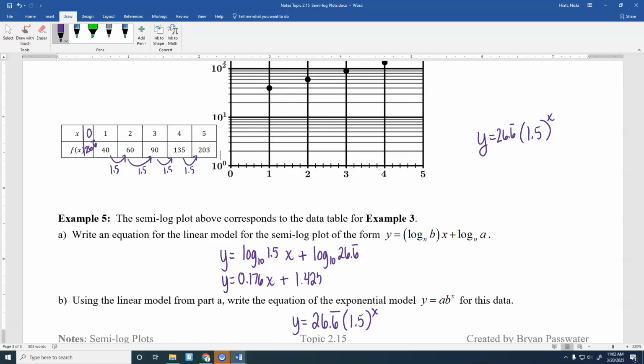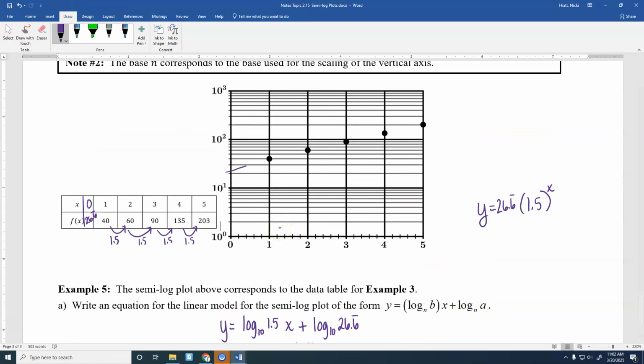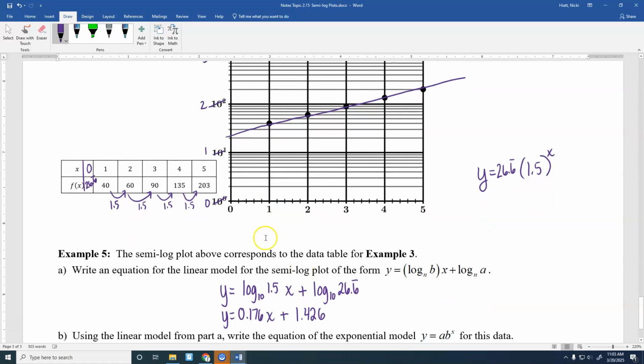I get 1.4256. Let's do 1.426. So I'm just typing those values into the calculator. Now, if I think about drawing a line right here, and I think of these not as 1, 10, 100, 1,000, but as 0, 1, 2, 3, then my y-intercept here is probably at about 1.426.